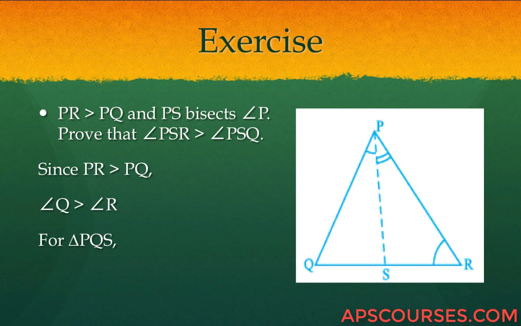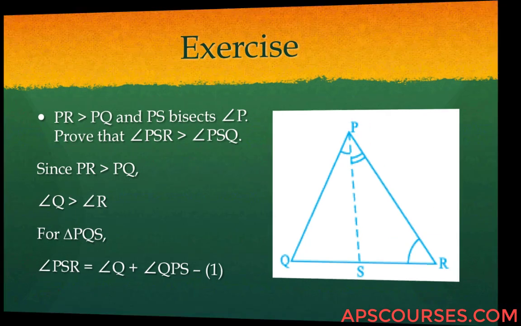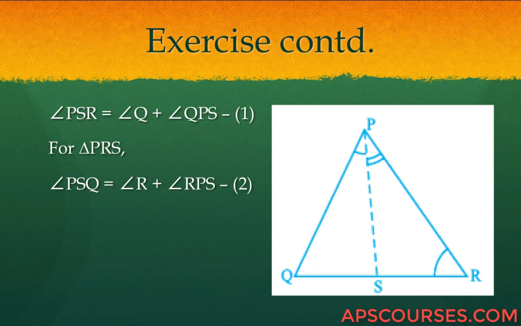Look at triangle PQS. Angle PSR is equal to angle Q plus angle QPS. This is because the exterior angle is equal to the sum of the internal opposite angles. We derive this result, angle PSR is equal to angle Q plus angle QPS. For triangle PRS, angle PSQ is equal to angle R plus angle RPS. This is the second result.